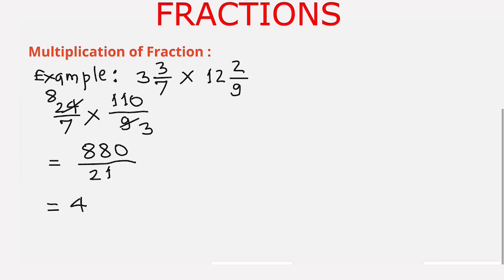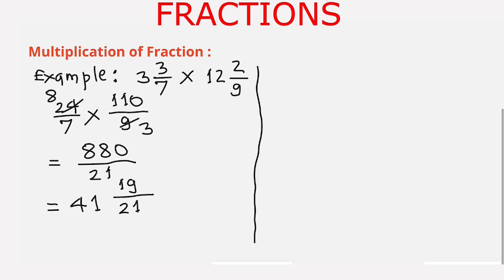We carry 0, so it becomes 40. And 21 times 1 is 21. 40 minus 21 is 19 upon 21. So our answer is 41 whole and 19 upon 21. Here it was easy to convert the mixed fraction to a normal fraction and multiply, and then convert it again to a mixed fraction. I will show you another method, which will be lengthy for this type of easy question.